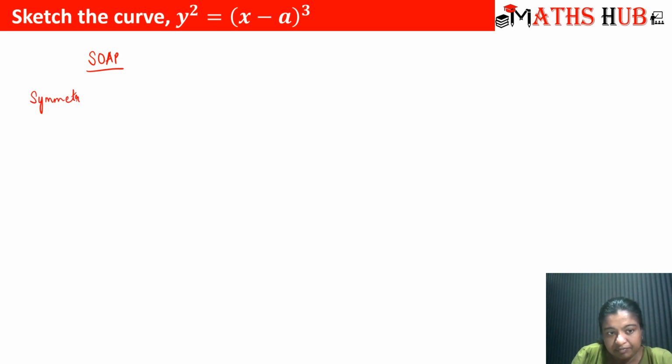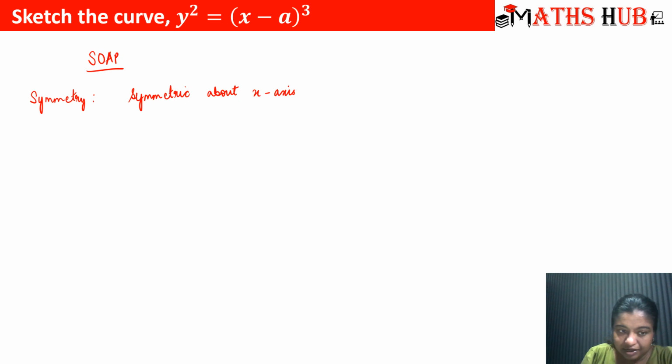So in symmetry, you can clearly see that the curve is containing even powers of y. So whenever the curve contains even powers of y, the curve is always symmetric about the x-axis, right? So this gives us a hint that whatever figure we will have above the x-axis, the same figure we will have below the x-axis, right? So after symmetry, let's talk about origin, right?